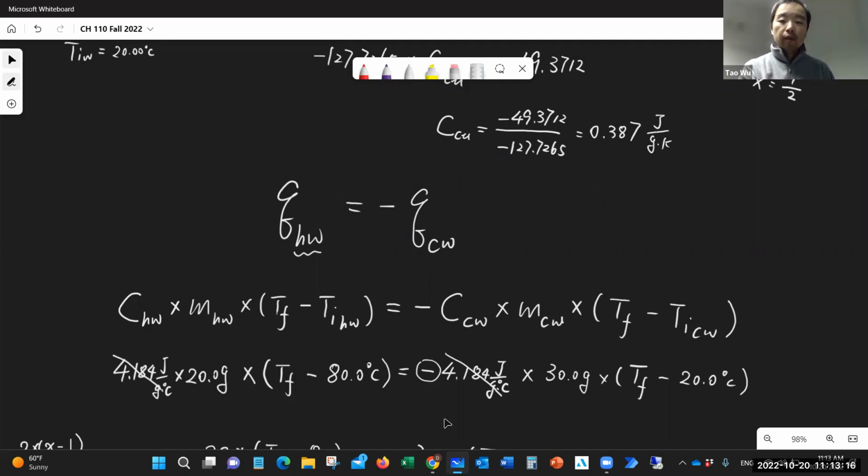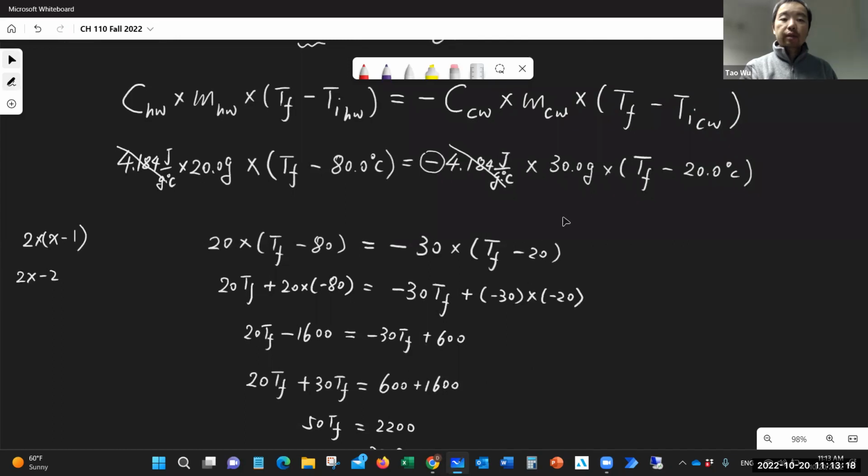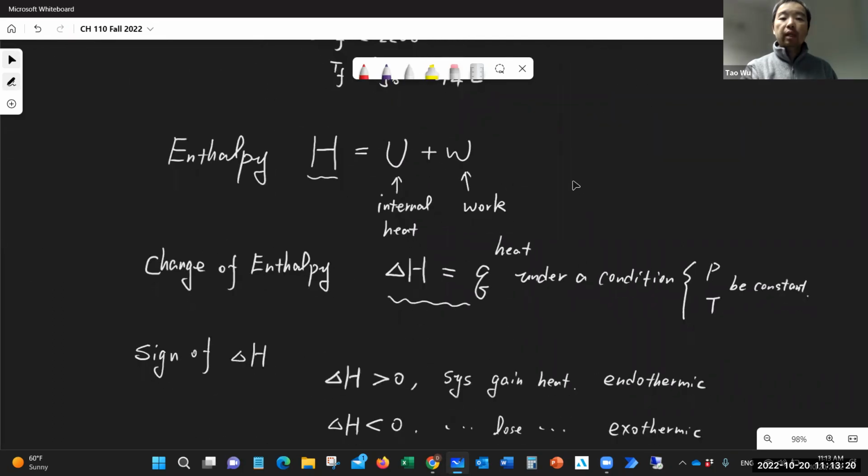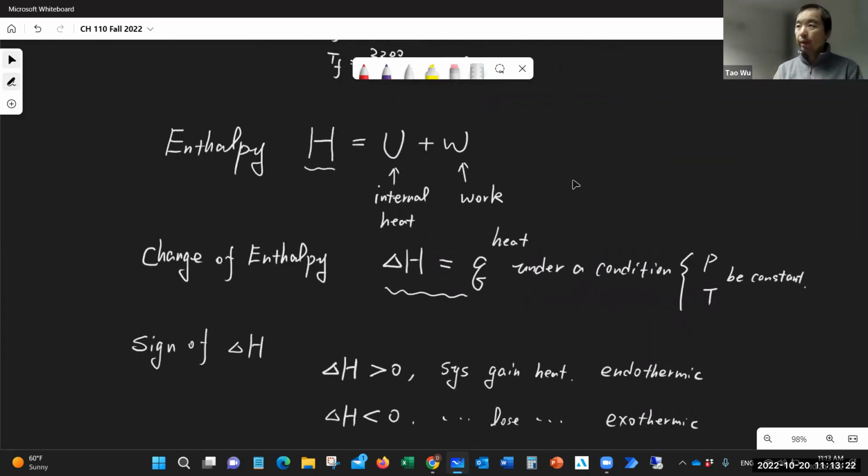Okay, and also last time we talked about another concept, which is enthalpy. Okay, we talked about how enthalpy is actually a complicated concept, but in Chem 1 we only talk about the change of enthalpy.